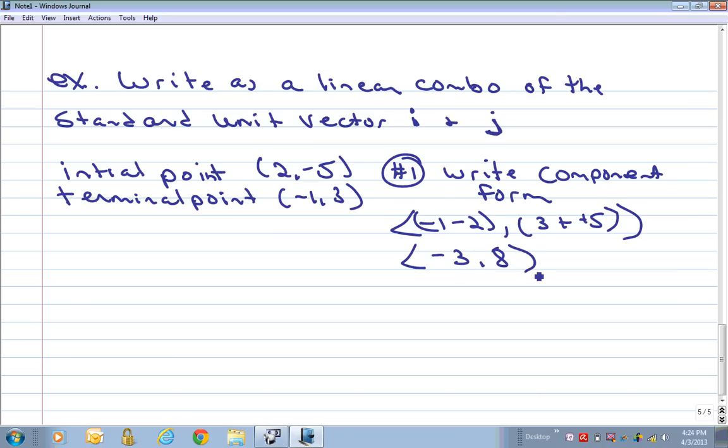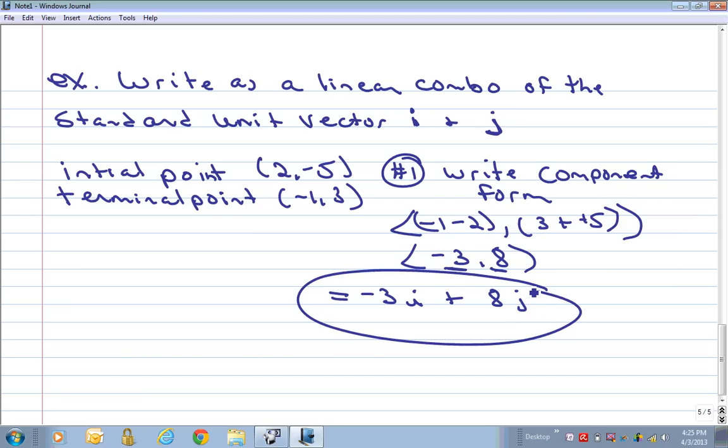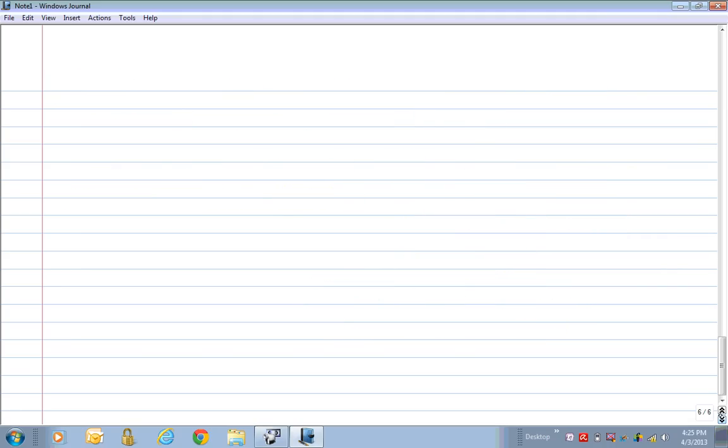And if we want to write it as a linear combination using the standard unit vectors, we have to now put this vector, the v1 and v2, as our scalar, or our multiplier. So we could say that this is equal to negative 3 times the unit vector I, plus 8 times the unit vector j. And that would be our linear combination. So it's not that difficult, it's just knowing what the words and the terminology mean. Let's do another one. A couple other examples.